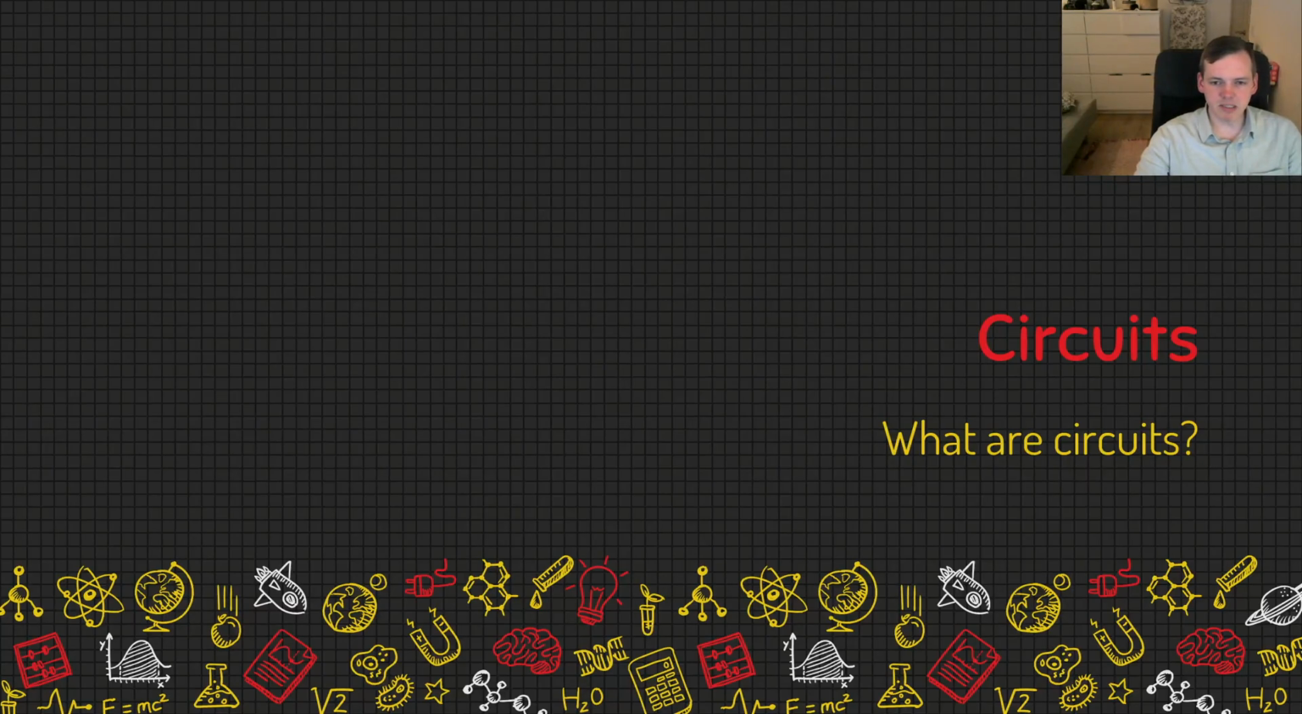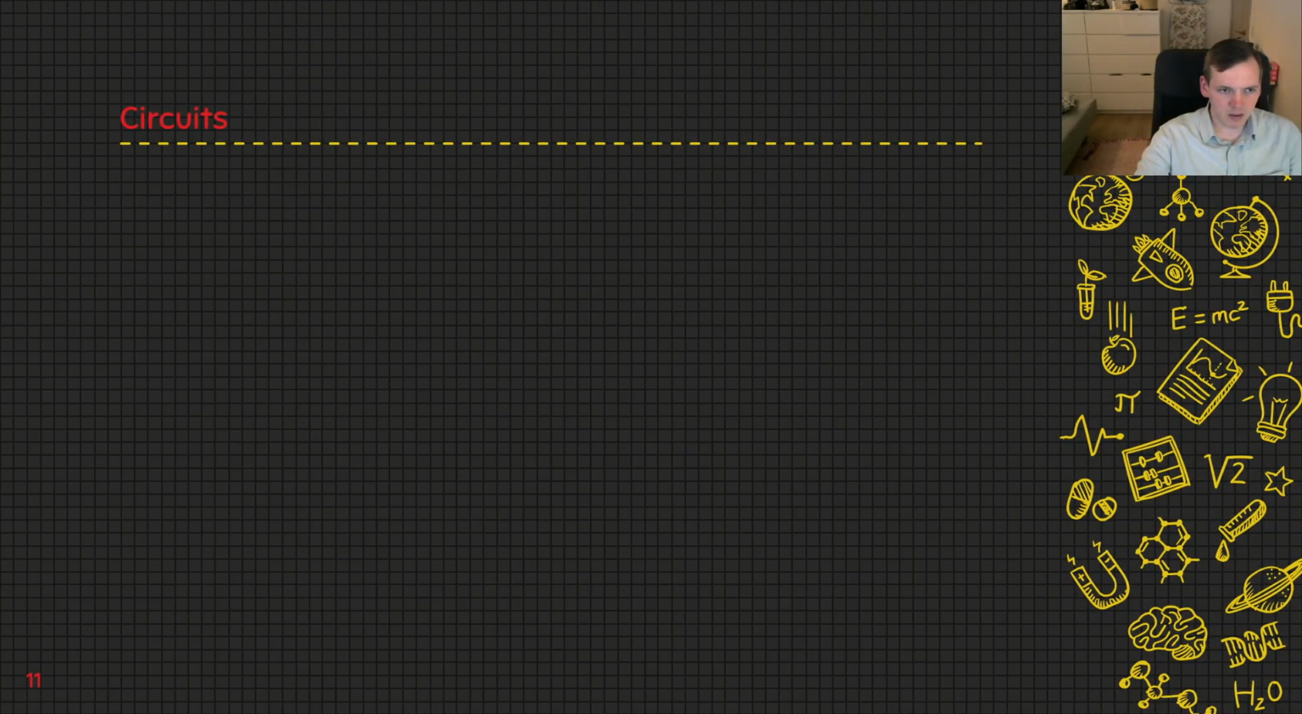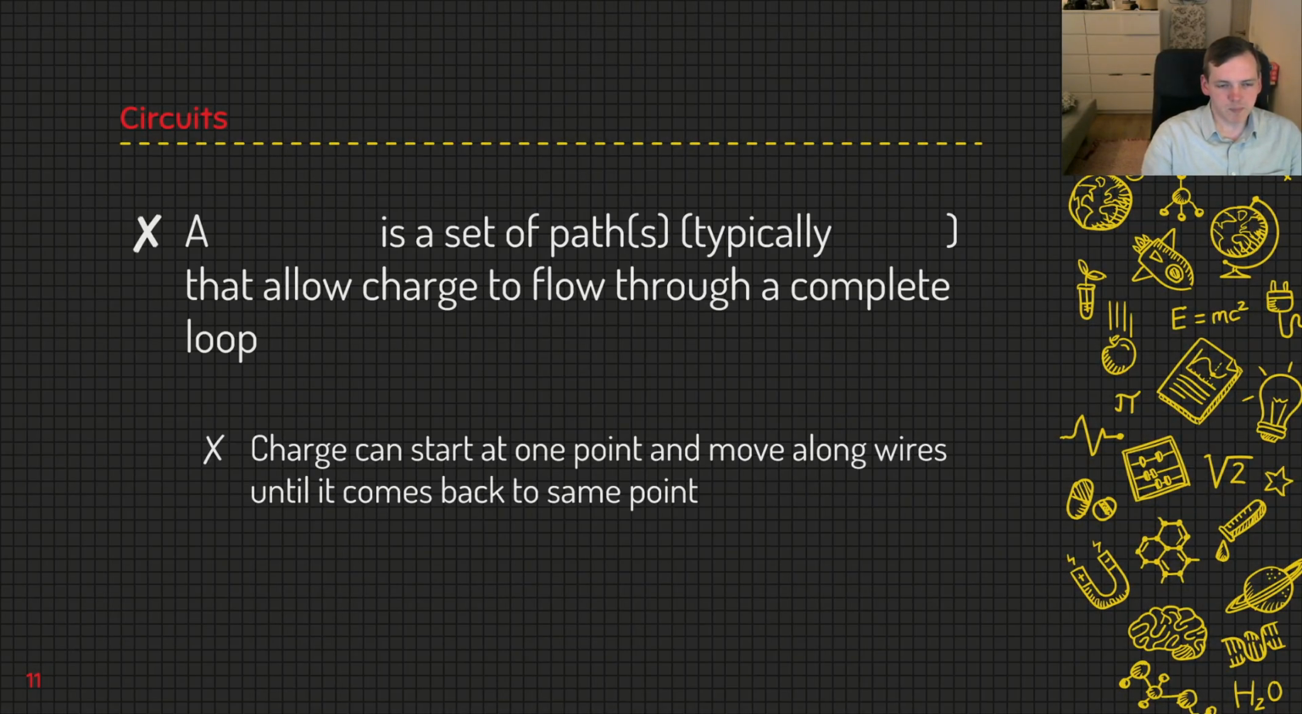Let's take a couple minutes to define what a circuit is and how we can think about it. A circuit is a set of paths, and those paths will usually be formed by wires. Typically we're talking about a collection of wires that allow charge to flow through a complete loop. A complete loop means it can start at one point, move along the wires, and come back to the same point.